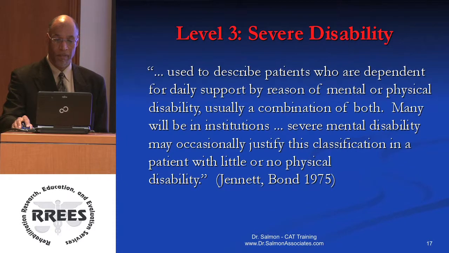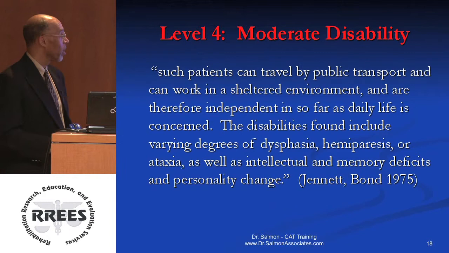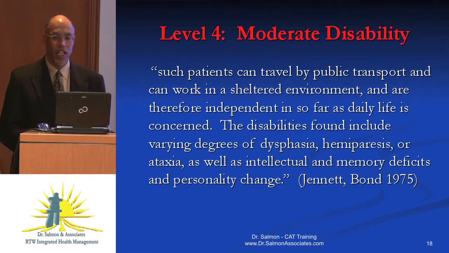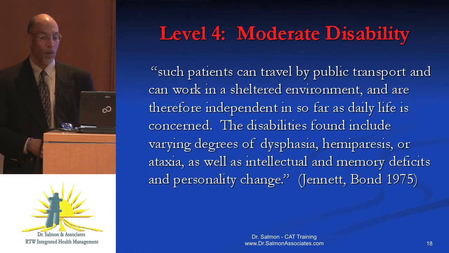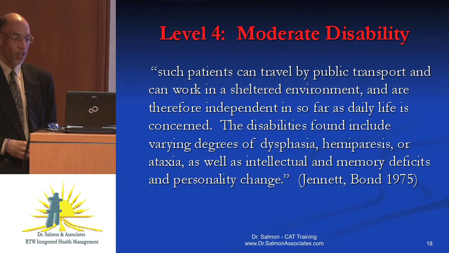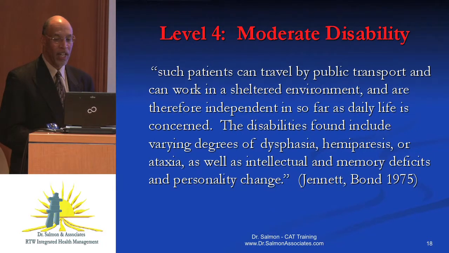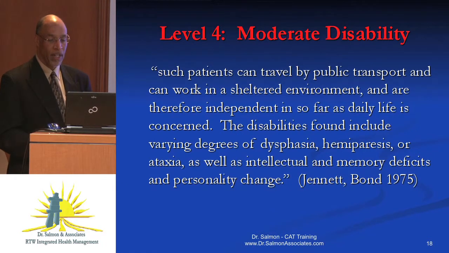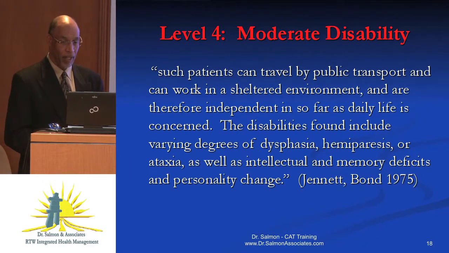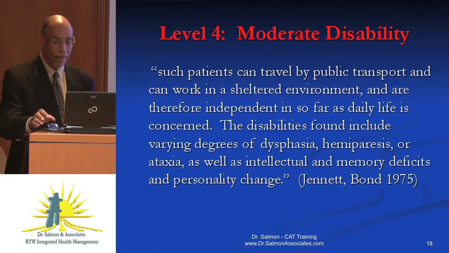Okay. So moderate disability, as defined in the original article, speaks to the notion that such patients can travel by public transport and can work in a sheltered environment and are therefore independent insofar as daily life is concerned. The disabilities found include varying degrees of dysphagia, hemiparesis, or ataxia, as well as intellectual and memory deficits and personality changes. Okay? So that gives you somewhat of a distinction between the two.